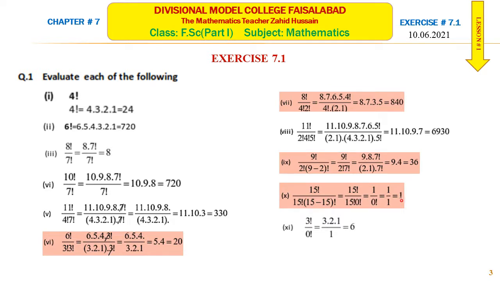This 11th part is not included in your syllabus, but I have solved it here. You can see 3 factorial over 0 factorial. 3 factorial can be written as 3, 2, 1, and 0 factorial is 1. So the answer is 6. 4 factorial into 0 factorial into 1 factorial, you can solve this by yourself.